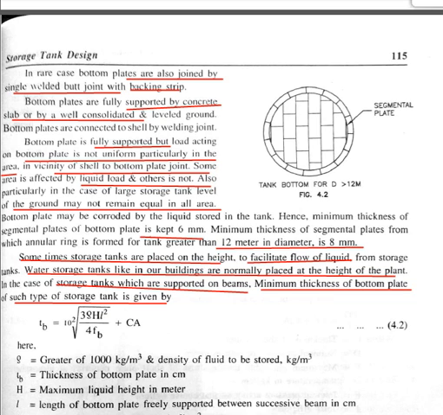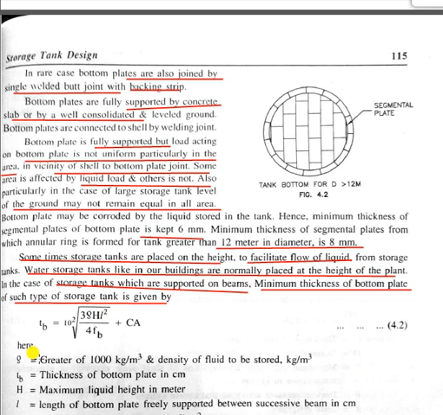So it is TB = 10^2 √(3 ρ h L² / 4 FB) + CA, where rho is the density of the fluid to be stored, greater of 100 kg per meter cube. Whatever fluid we are going to store in it, we consider its density, taken as 100 kg per meter cube.